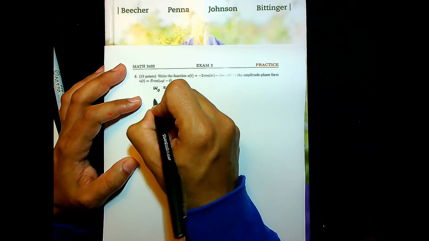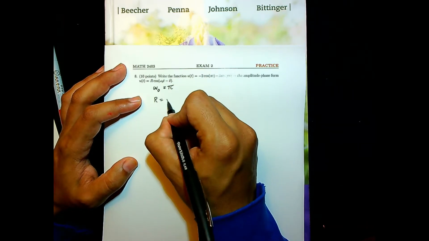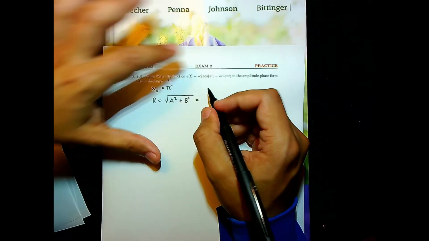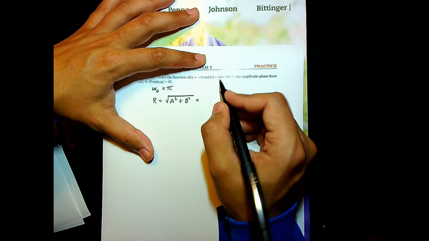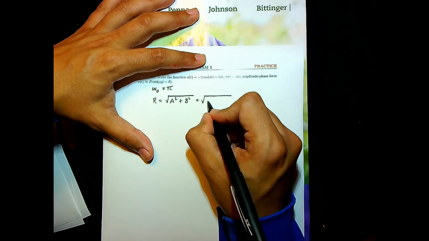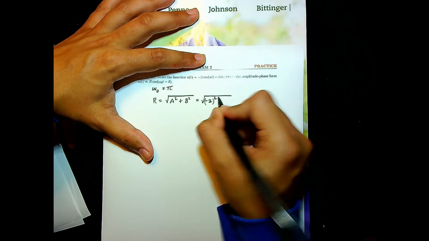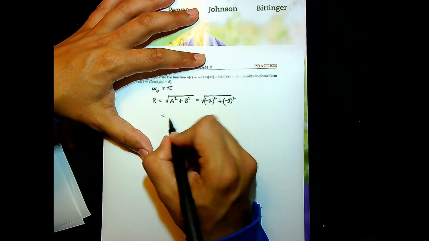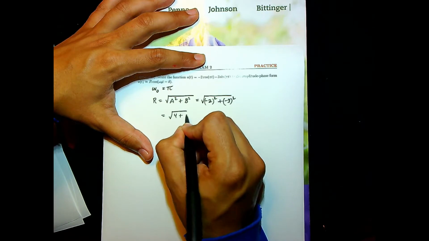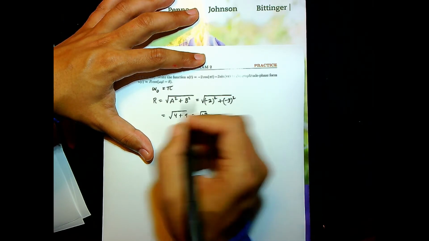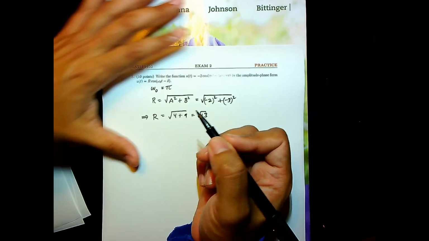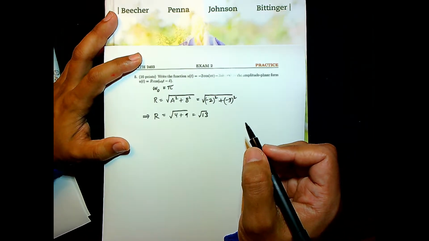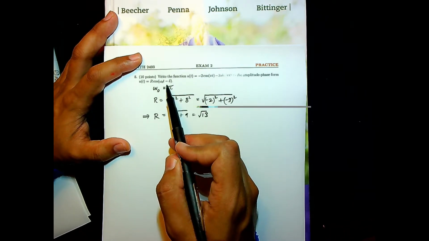Then we have a formula for the r, that is the square root of a squared plus b squared, where a and b are these coefficients of sine and cosine. So this is just going to be square root of negative 2 squared plus negative 3 squared, which gives you square root of 4 plus 9, which is square root of 13. So that means r equals square root of 13. So now we have 2. We need only one more thing, and that is the delta.